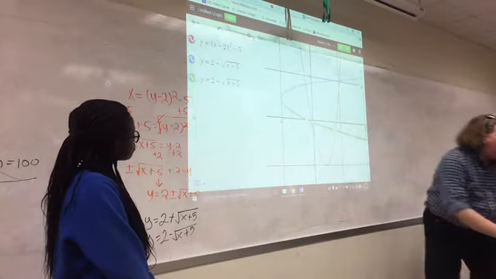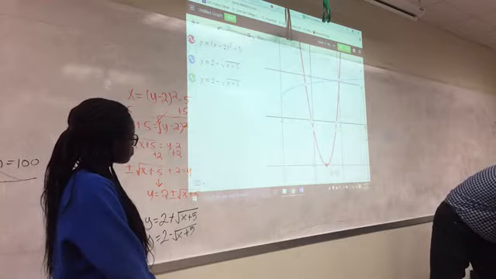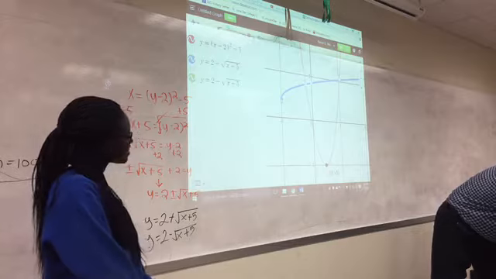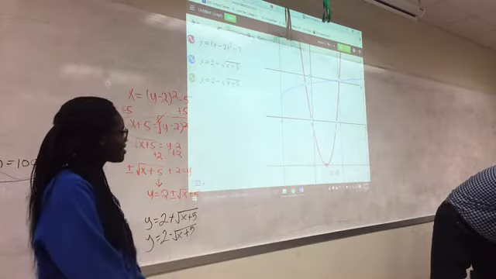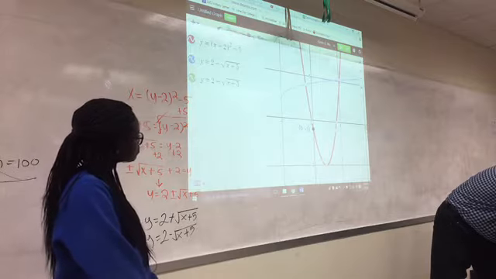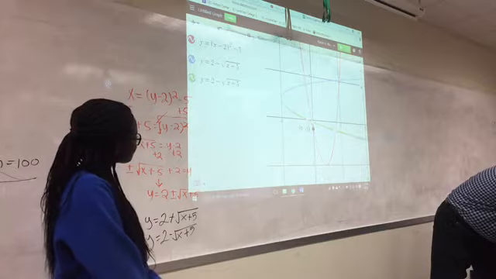Now let's check our points. Our original graph had a vertex at 2, -5. Our new graph, look at that, -5, 2. Our original graph had a y-intercept at 0, -1. And our inverse, -1, 0. Look at that.